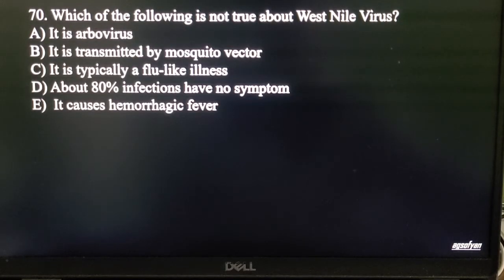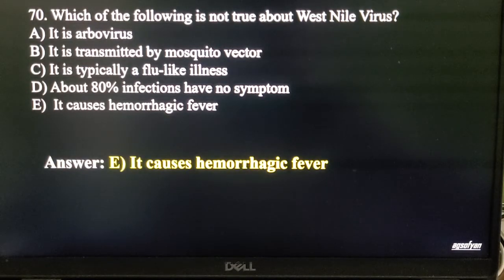70. Which of the following is not true about West Nile viruses? A. It is an arbovirus. It is transmitted by a mosquito vector. It is typically a flu-like illness. About 80% of infections have no symptoms. It causes hemorrhagic fever. Choose your answer. The answer is that it does not cause hemorrhagic fever. That statement is not true. So West Nile virus does not cause hemorrhagic fever.